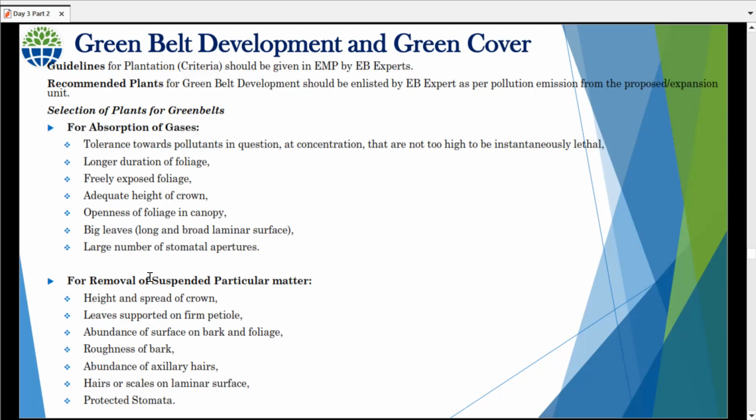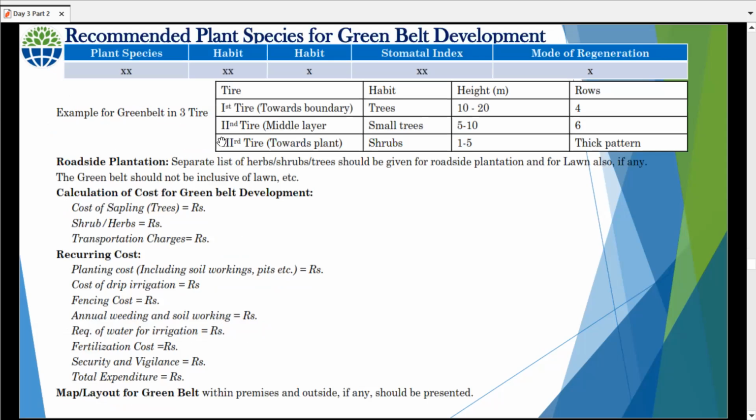In case of suspended particles like PM10 to 2.5, we need to consider the height and spread of the crown, leaves supported on long petioles, abundance of surface on the bark and foliage, roughness of the bark, abundance of axillary hairs, and hairs and scales on the laminar surface, and the stomatal index. Here is an example of how the green belt should be provided.